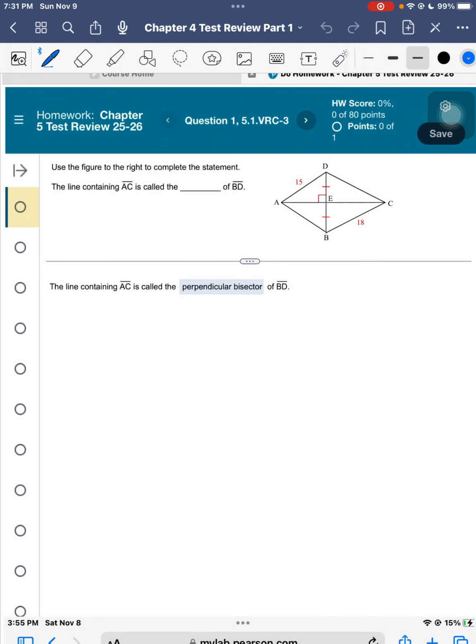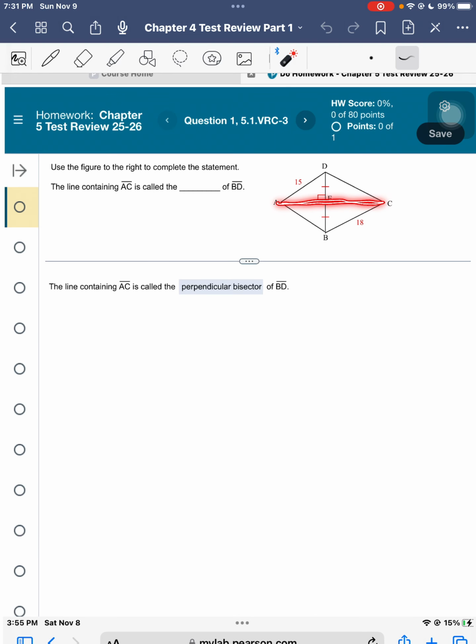Alright, so we're going to start the chapter 4 test review part 1. Let's look at this first one. It says the line containing AC, so this line, is called the blank of BD. So we need to see what AC is doing to BD.